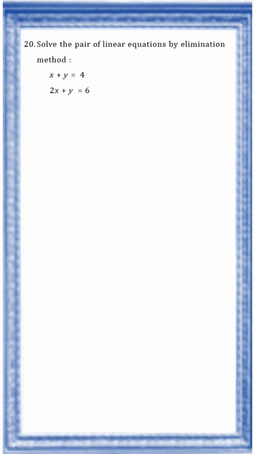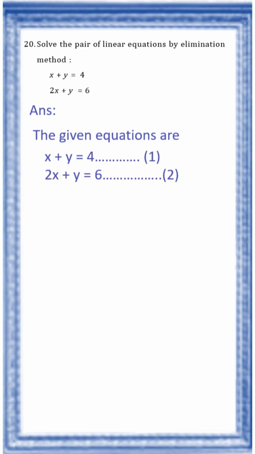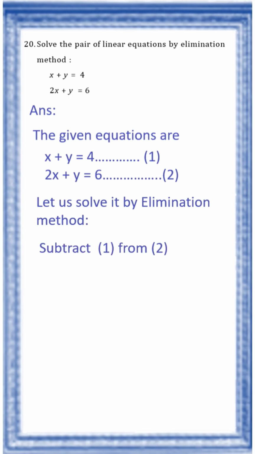Solve the pair of linear equations by elimination method. x plus y is equal to 4, 2x plus y is equal to 6 are the equations. Now the equations are x plus y is equal to 4, let this be equation number 1. 2x plus y is equal to 6, let this be equation number 2. Let us solve it by elimination method, since the coefficients of y are the same. So subtract equation 1 from 2. Then the sign of this one changes.